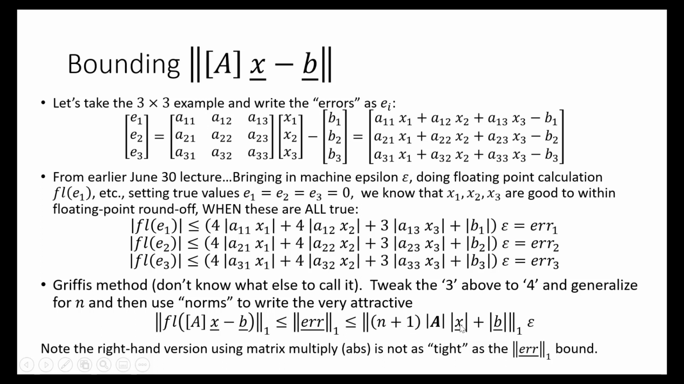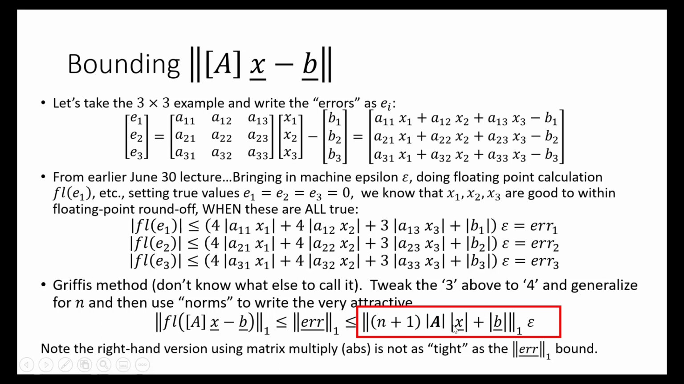And then we add in, so that's the result of a vector. And then we add in a vector that's the absolute value of b, add those in, and then take a 1 norm of all of that. So that gives us a nice bound, not quite as tight as the bound, but still very nice. So I call that the Griffiths method.